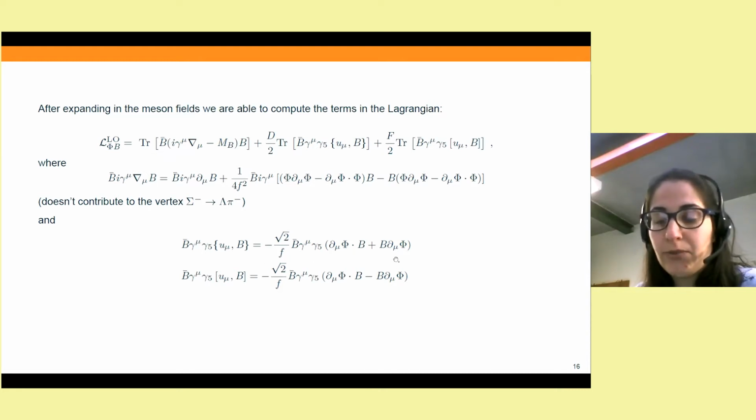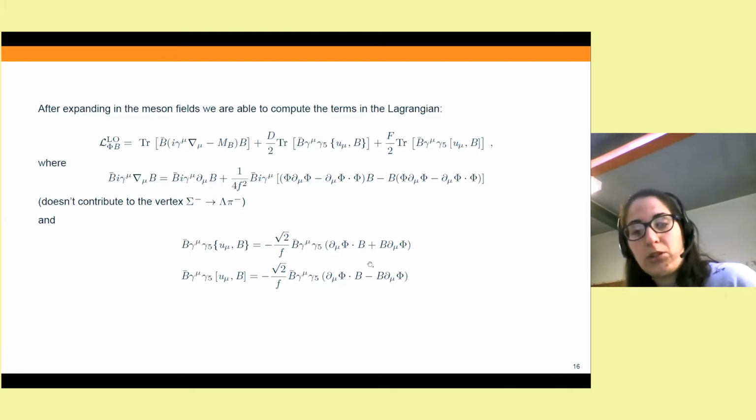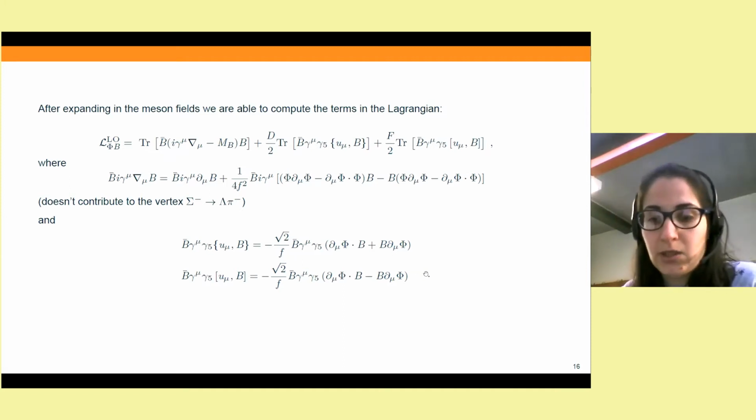So I will give you a few minutes to try to compute this first vertex, this first term here, okay, if you agree. If you can copy it, I will show you also the expressions that we got for these matrices for the vertex that we are interested in. I give you a few seconds to copy it, and then I will show you the matrices so you can get them also.